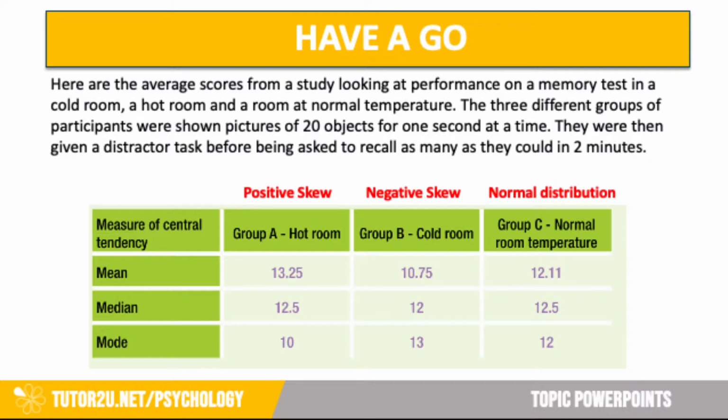The way to remember the difference between your positive skew and your negative skew is that with a positive skew, the mean is the highest, followed by the median and the mode. And for the negative skew, the mode is the highest, followed by the mean.